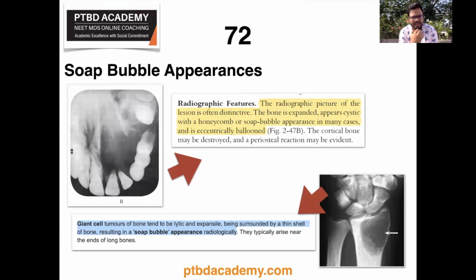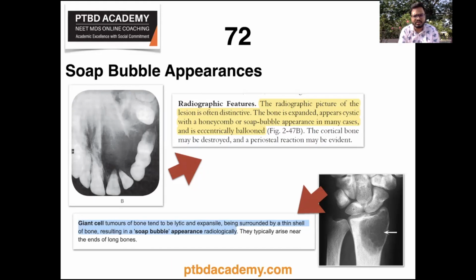Maxillary occlusive, right? And then in case of the bottom right illustration, that's giant cell tumor, again with soap bubble appearance. So giant cell tumors or osteoclastomas of bone tend to be lytic and expansile, being surrounded by a thin shell of bone, resulting in a soap bubble appearance radiologically. They typically arise at the ends of long bones, as we can see in this radiograph. Consider this soap bubble appearance very, very important, right? Now let's move on to the next topic.